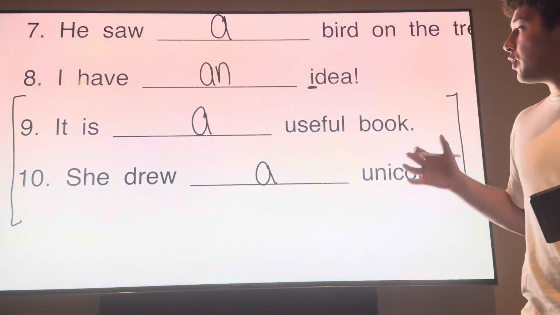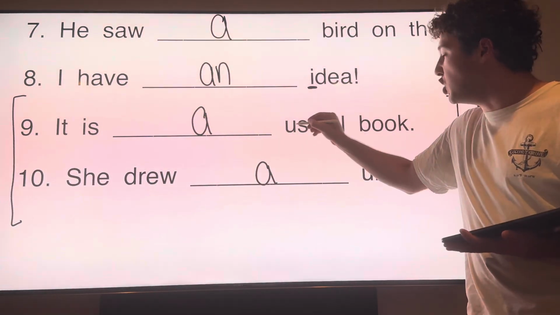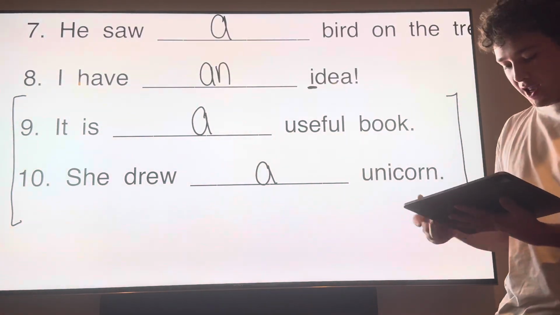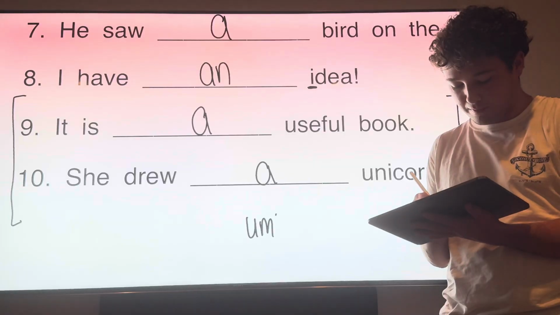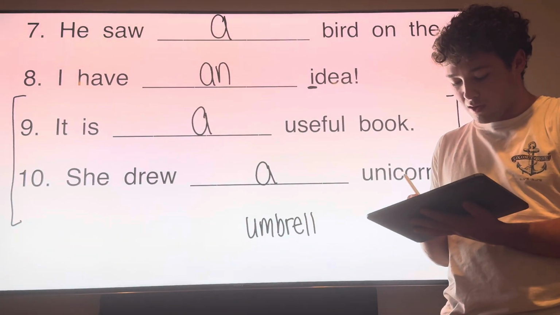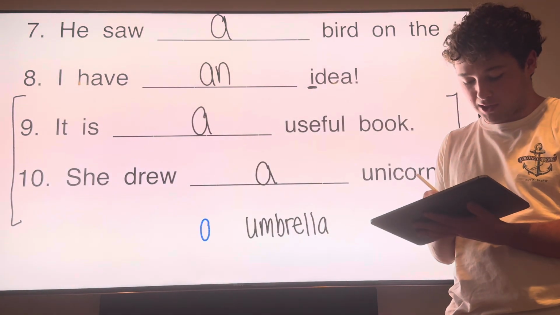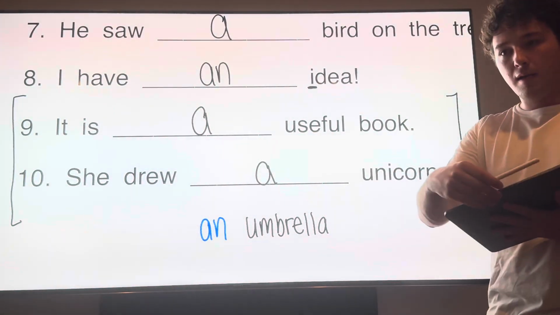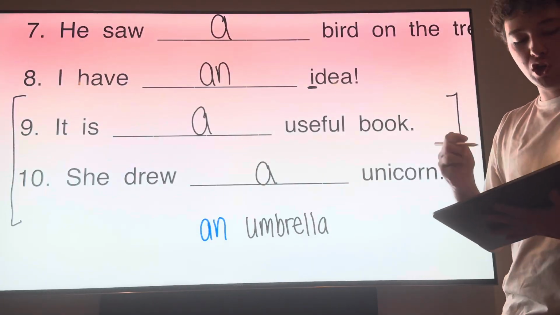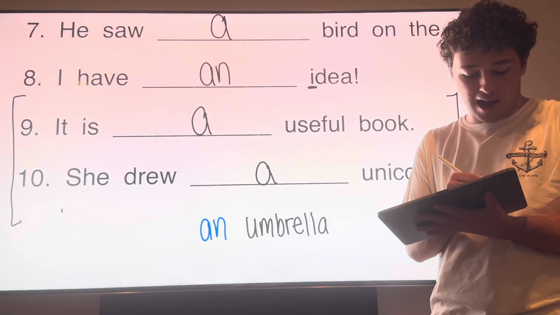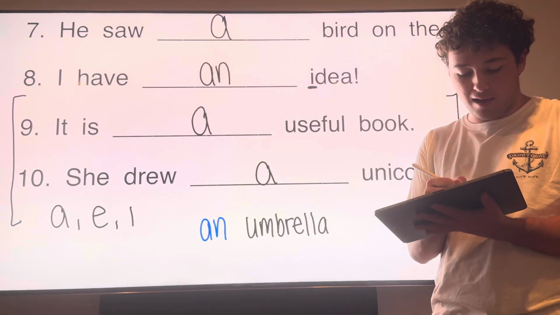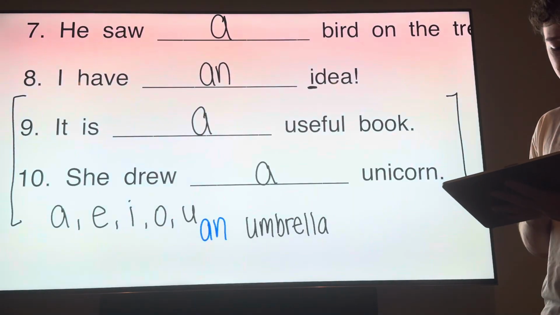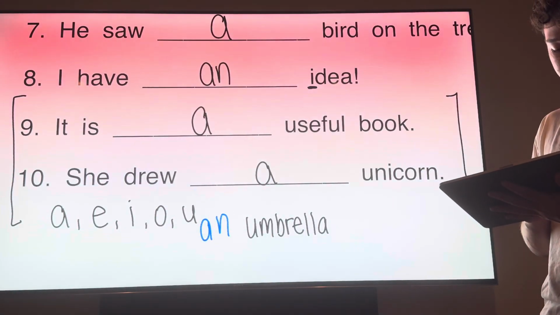So, the reason that these both have a U, but they're not an, they're a. Whereas if you had the word umbrella, you would put an umbrella. So why do you put a useful book, a unicorn? Because it's the U, the vowels are A, E, I, O, and U. And it asks you for a vowel sound, not just the vowel itself.